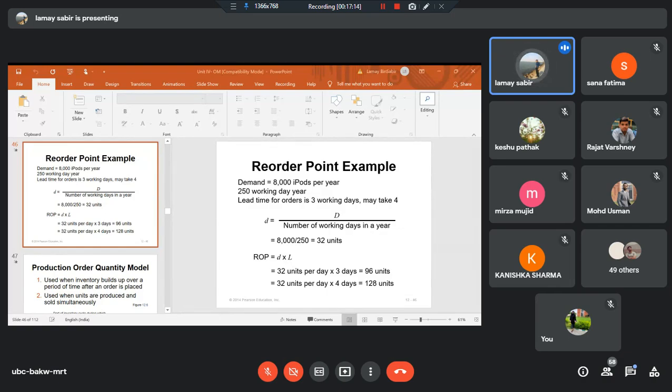Now what is the reorder point then? 32 multiplied by 3 days, that is 96 units. So reorder point that is coming out to be this, that is 96 units.